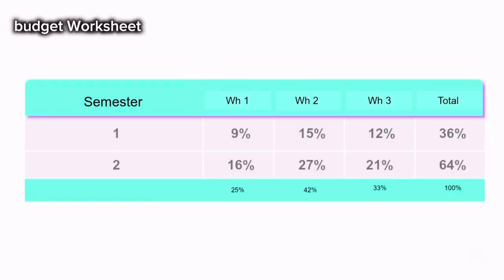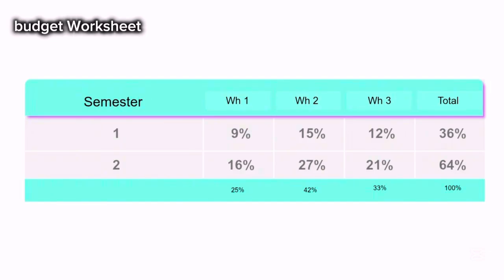This is a budget worksheet that breaks down sales by warehouse and semester, in semesters 1 and 2, with warehouses 1, 2, 3 and the total. In semester 1, in warehouse 1, we had 9% of the sales. And with it, we can see how many sales we make in percent in this semester in this warehouse.